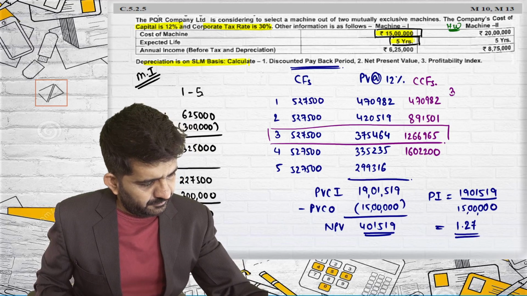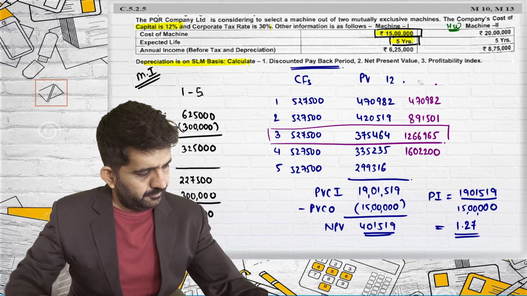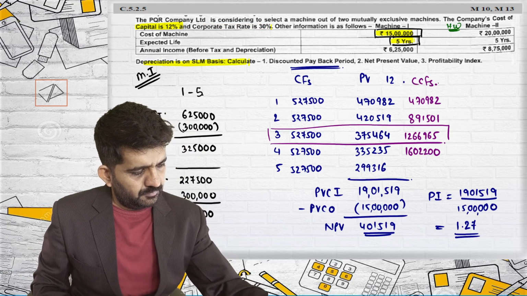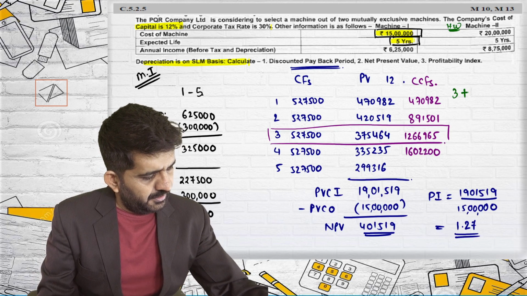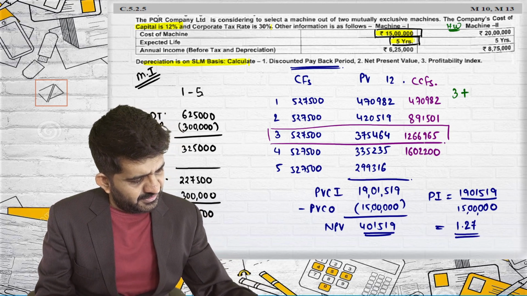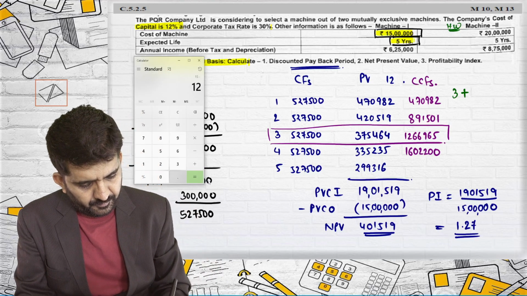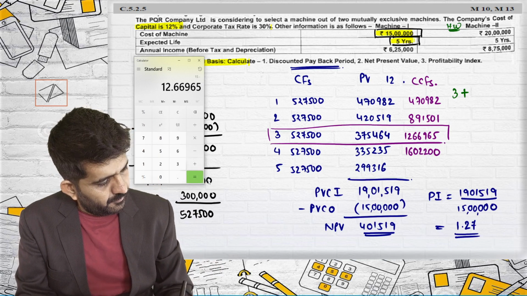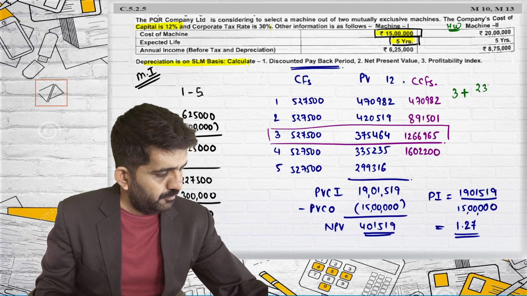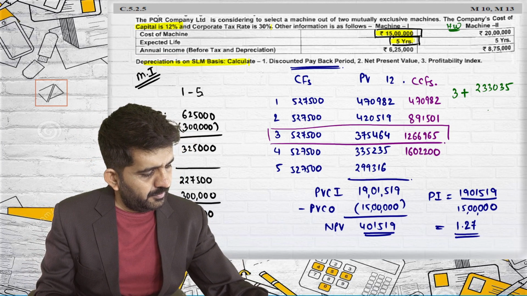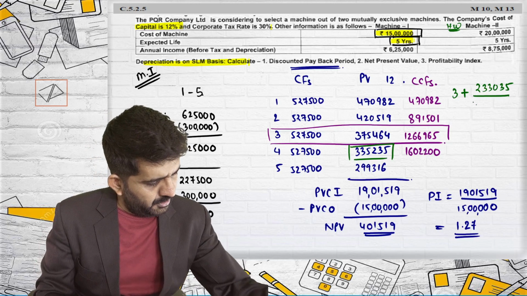Base year. So base year is 3 plus 15 lakhs minus 12,66,965. It is 2,33,035. Divided by cash flow of fourth year, not cumulative cash flow.